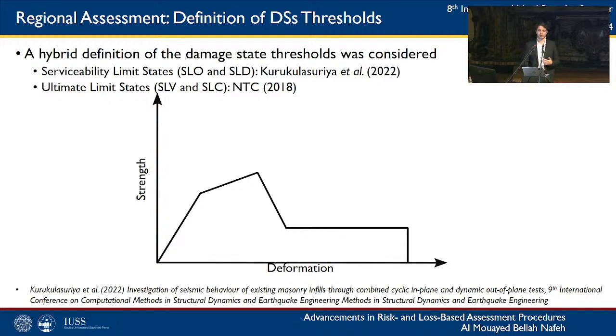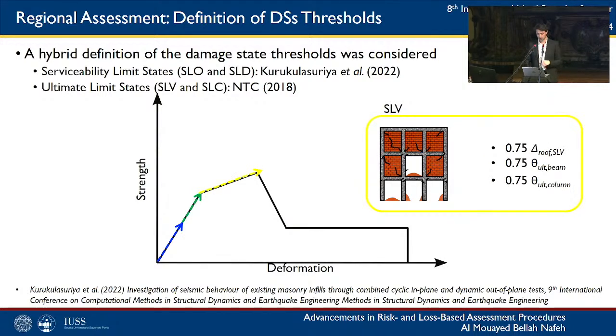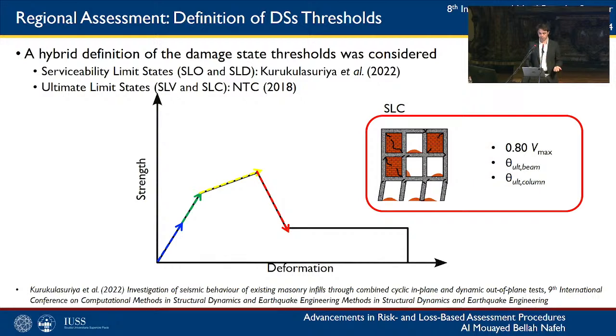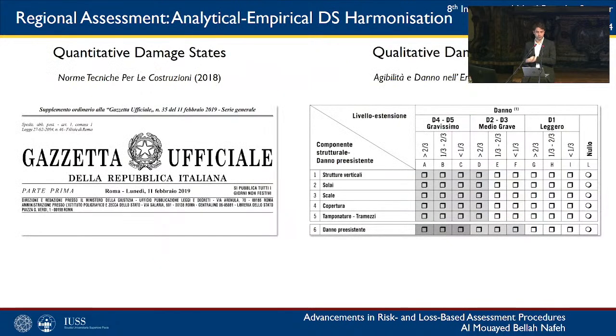The only remaining decision here was the selection of our damage-based thresholds to reprocess the analysis results. And so we've adopted a hybrid definition for the damage states, taking advantage of the recent experimental campaigns conducted by Kurukulasuriya et al. for the definition of serviceability limit states, since the response of the structure at these early points is governed by the damage to the masonry infills. Whereas the Italian code standards were used for the definition of the ultimate limit states, namely life safety and collapse prevention, integrating local response parameters such as the ultimate chord rotation and different local strength response parameters. Numerical collapse is achieved by exceeding a 5% maximum interstory drift.